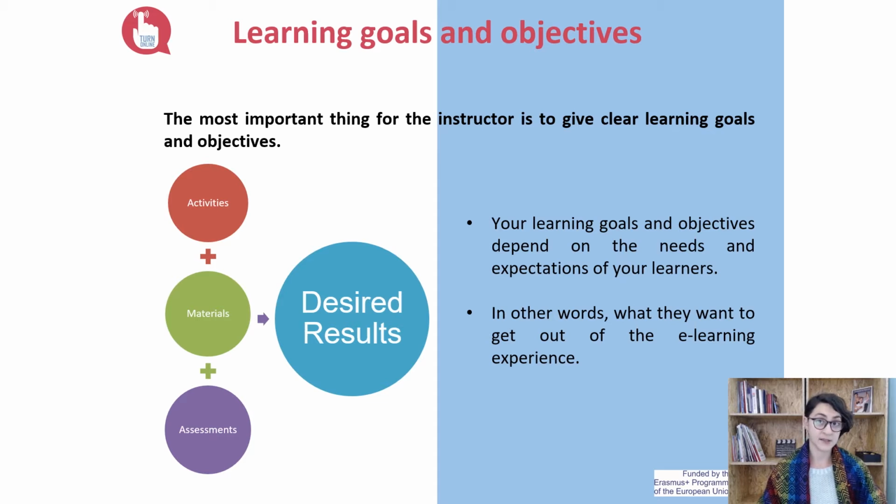Learning goals and objectives. It goes right directly after the introduction. It could be part of the introduction, but we suggest that it's a specific part on its own. It's very important. The learners need to know what they're going to learn and how this is connected to the learning objectives. So you should divide this into the desired results and see how it is connected with the activities of your course, with the material, and with the assessment, of course. It's all your learners want to get out of their e-learning experience.